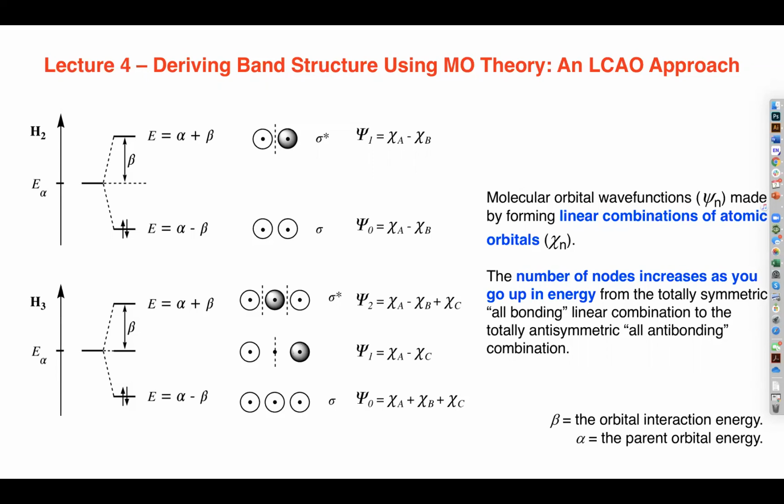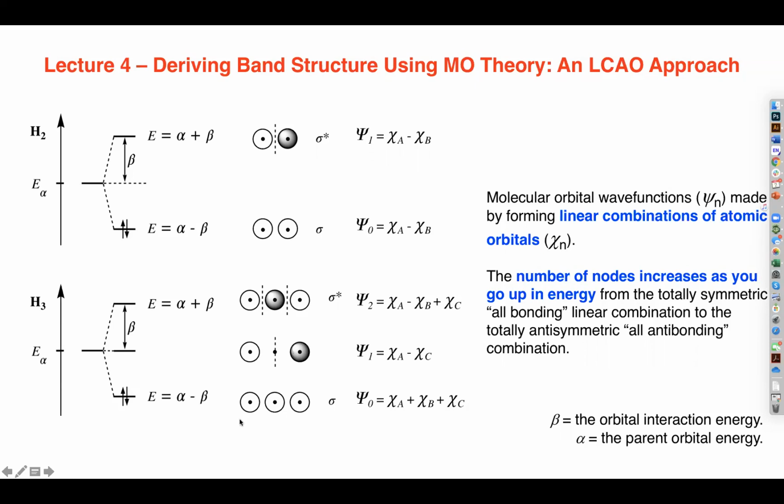I've shown two MO diagrams here for dihydrogen and trihydrogen, a sort of fictitious molecule. What we're doing is taking hydrogen 1s functions and making linear combinations of them. The linear combinations allow you to deduce the molecular orbitals. You're familiar with the constructive interference of those two hydrogen 1s orbitals giving you the sigma, and the destructive interference of those two orbitals giving you the sigma star.